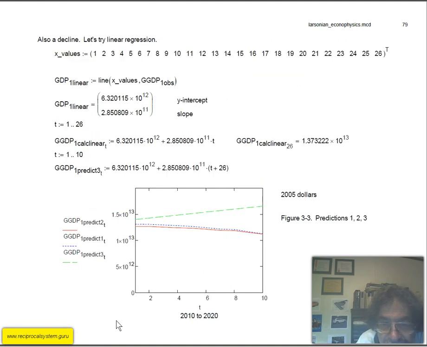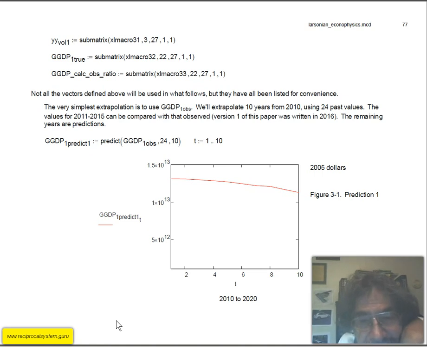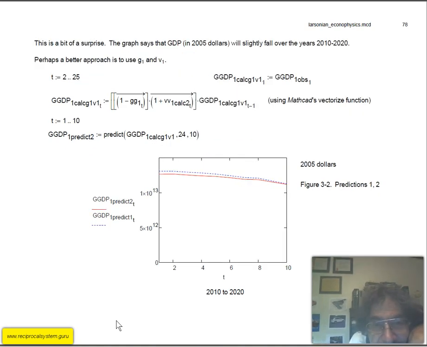So here we go. So you can see this is the prediction number 1. It's actually going down a bit, which is interesting. So it's a bit of a surprise. I guess as the GDP in 2005 dollars will be slightly lower over the years 2010 to 2020. So perhaps a better approach is to use G sub 1 and V sub 1. And we use this expression here, that is, we use MathCAD's vectorized function.